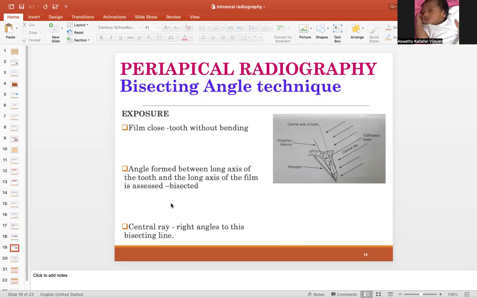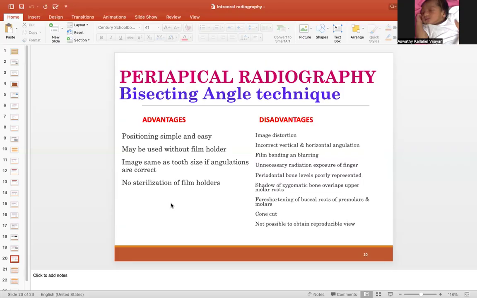In the bisecting technique, while giving the exposure, the film should be as close as possible to the tooth without any bending. Now there is an angle formed between the long axis of the tooth and the long axis of the film. Imagine that there is an imaginary line that bisects this angle into two, and the central ray should be at right angle to this bisecting line.